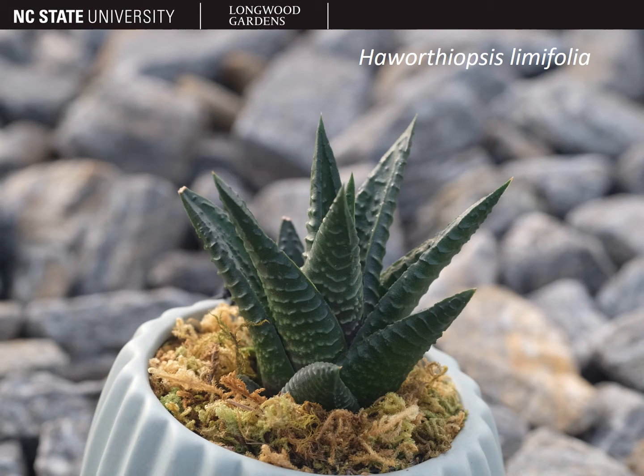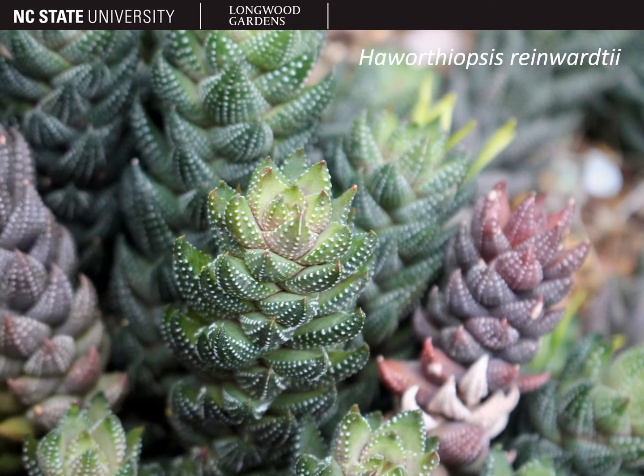On some, like Haworthiopsis limifolia, the tubercles may be the same color as the rest of the leaves, giving it a concolorous, ridged appearance. Here is another columnar type, Haworthiopsis renoirdii, that has very short, fat leaves with tubercles going down the leaf in vertical rows, with no tubercles on the surface of the leaf.